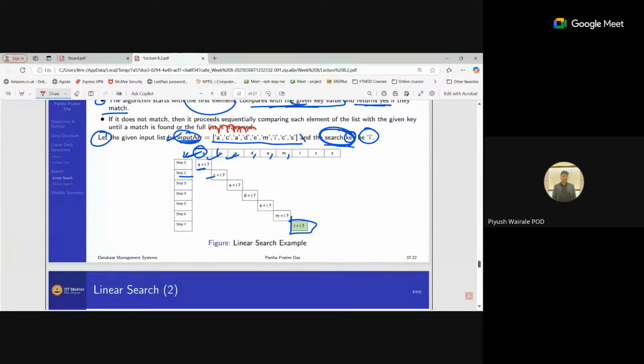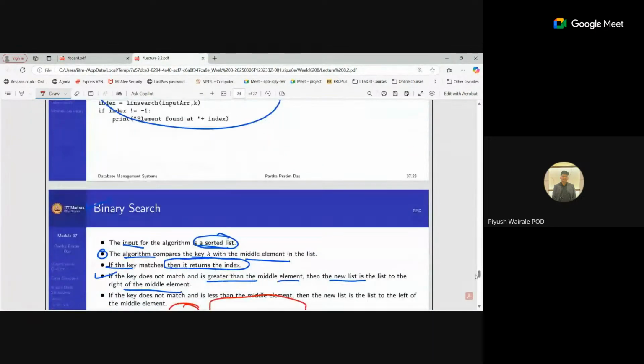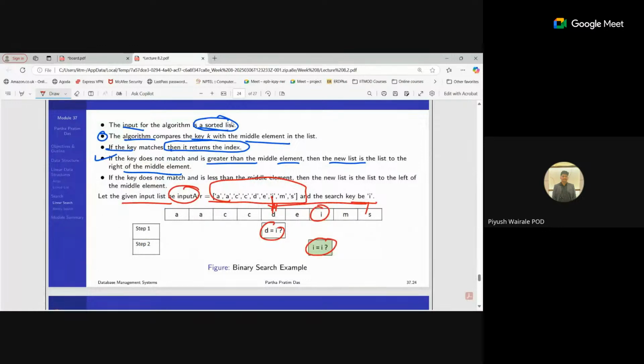That's it, right? In the case of binary search, first we are sorting that particular array. Once we sort the array, then we are applying the algorithm and checking whether the key is equal to the middle element or not. So first we are finding out the middle element. We are comparing with the middle element.